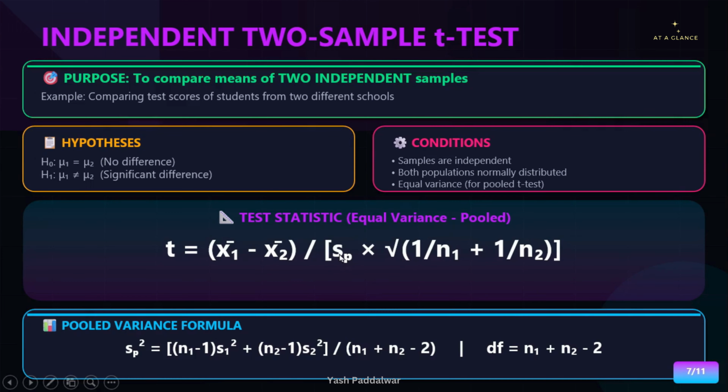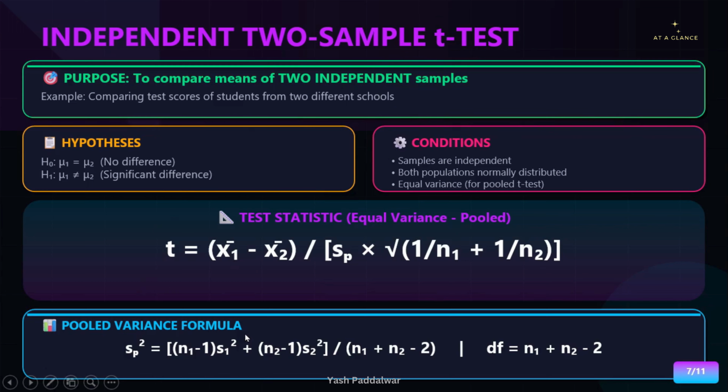in brackets, Sp, which is nothing but the pooled variance. We'll be calculating it separately, multiplied by square root of, in brackets, 1 by n1. N1 is nothing but the sample size of the first sample, plus 1 by n2. N2 is nothing but the sample size of the second sample. When you compute all of them, you get the t value for this particular test.